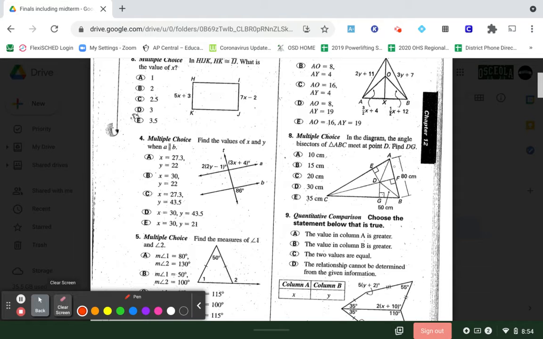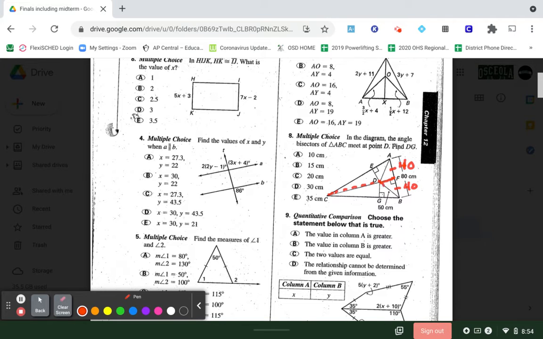That angle bisector is hitting at 90 degrees. So that's also a perpendicular bisector. If an angle bisector hits the opposite side at 90 degrees, it means it's a perpendicular bisector. So that's going to be 40, and this is going to be 40.